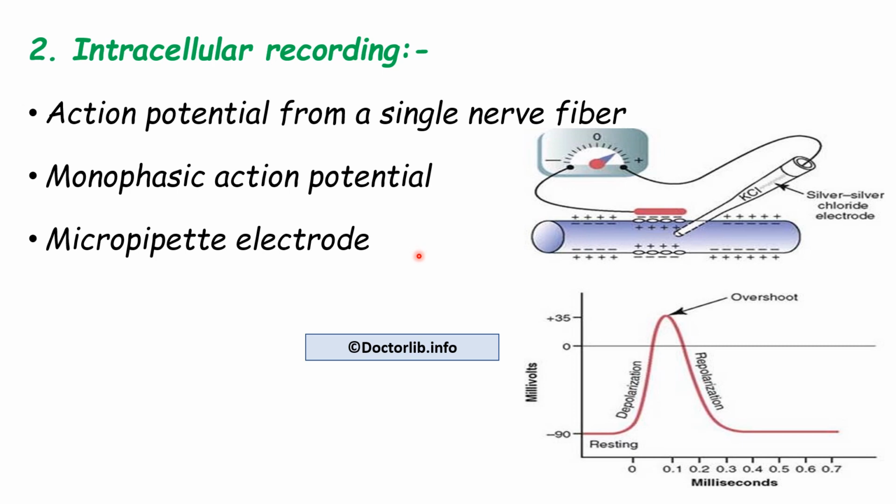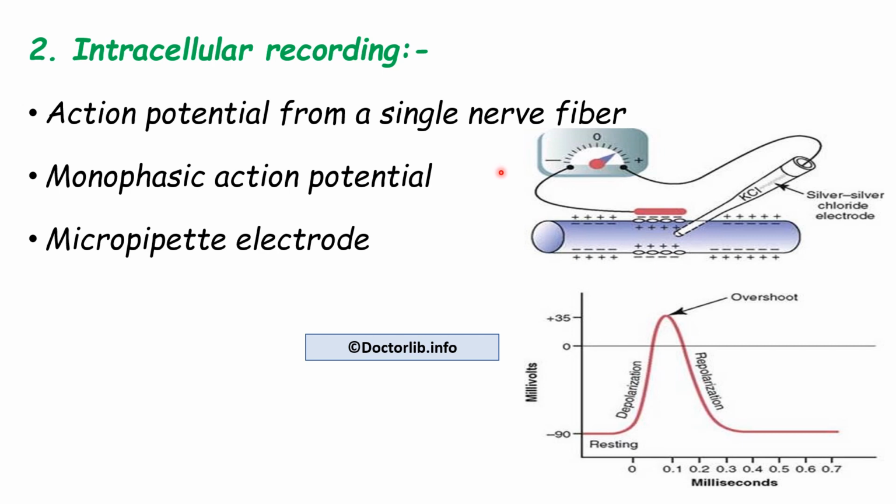Moreover, proper analysis of the action potential cannot be done this way, and the potential difference we record is comparatively smaller than the actual action potential. So we prefer the monophasic recording or intracellular recording. Intracellular or monophasic recording is preferred. Here the action potential is recorded from a single nerve fiber.